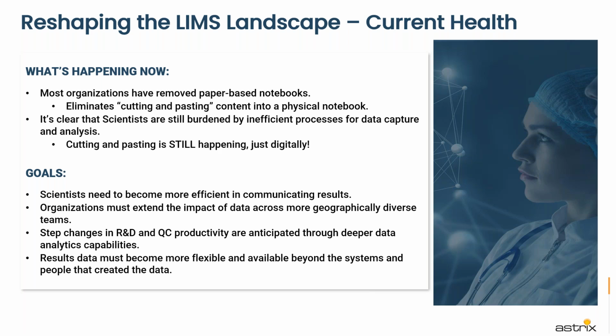What are the goals we need to aim for to improve this situation? Firstly, we need to make sure that our scientists are more efficient in communicating the results, so they can spend less time on repetitive tasks and more on valuable insights. Organizations should also extend the impact of the data by making it accessible to geographically diverse teams. We are expecting significant step changes in R&D and QC productivity through deeper data analytics capabilities. But to make this possible, the results data needs to be more flexible, accessible and available beyond the systems and people that create the data.